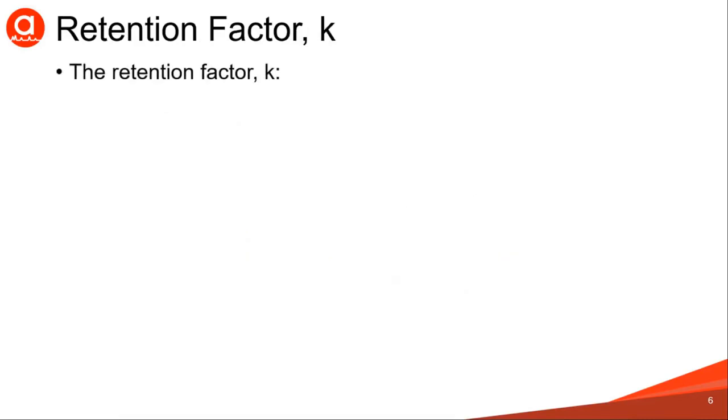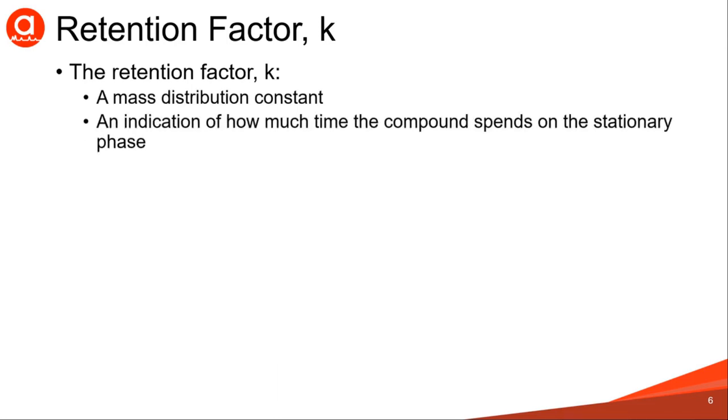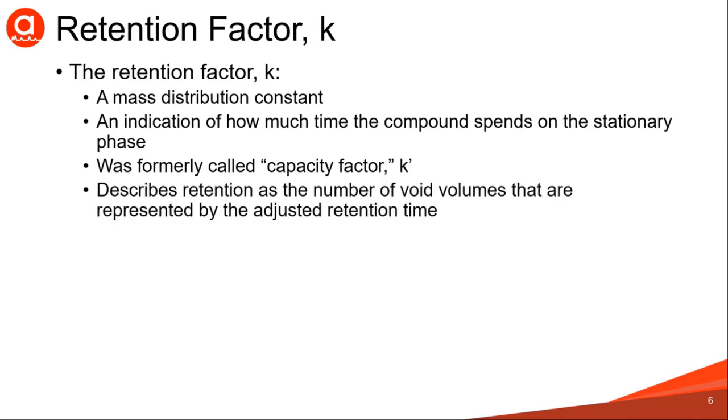Our next concept is the retention factor, k. This is a mass distribution constant. It tells us how much time the compound spends on the stationary phase, and it used to be called the capacity factor, k prime. It describes retention as the number of void volumes represented by the adjusted retention time. You can see that in this equation with the term on the right side there.